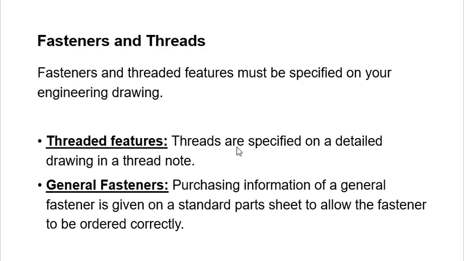Of course, we always do what we do best. So we have to draw, and all the features that we draw, fasteners and threads, are features in our engineering drawing, so you definitely need to define them or specify them. So what are we going to do for the threads or threaded features? We're going to put them in a thread note. For fasteners, the general ones, we're going to put them in the standard part sheets, so that they can do their purchasing, which is to order them, whatever you need to do for the manufacturing.